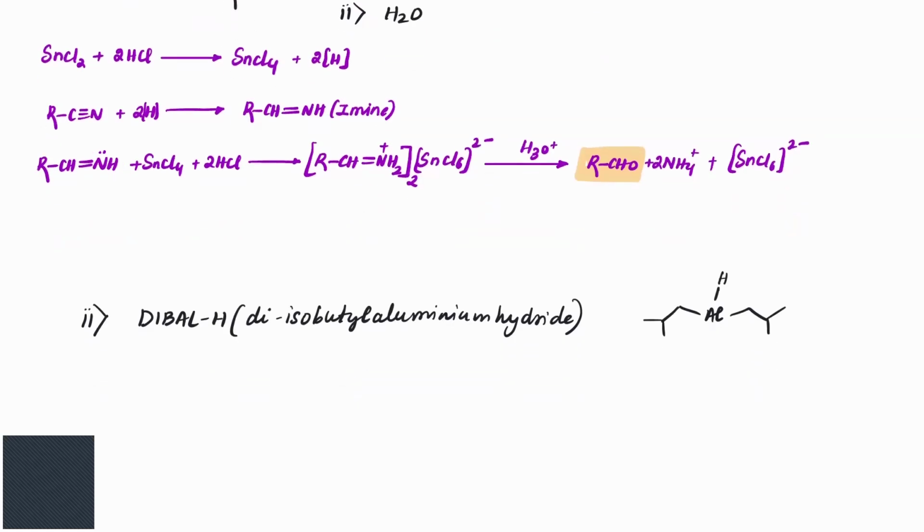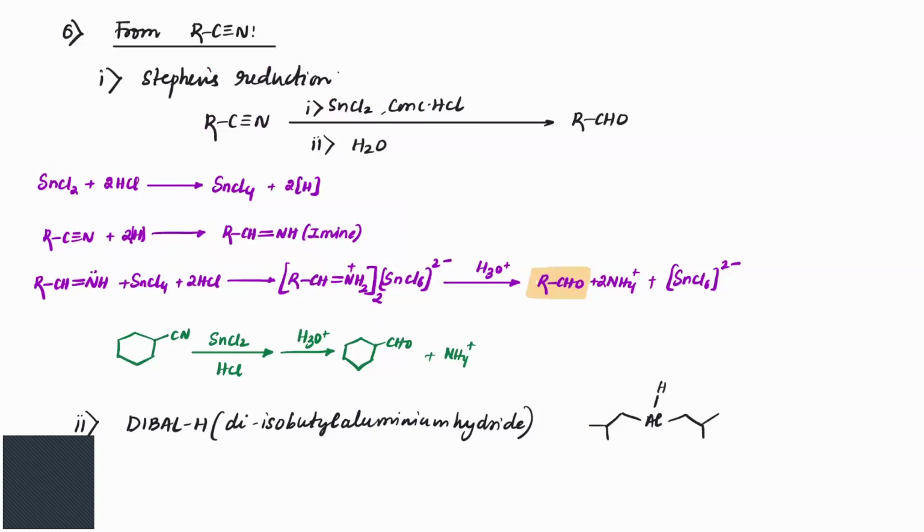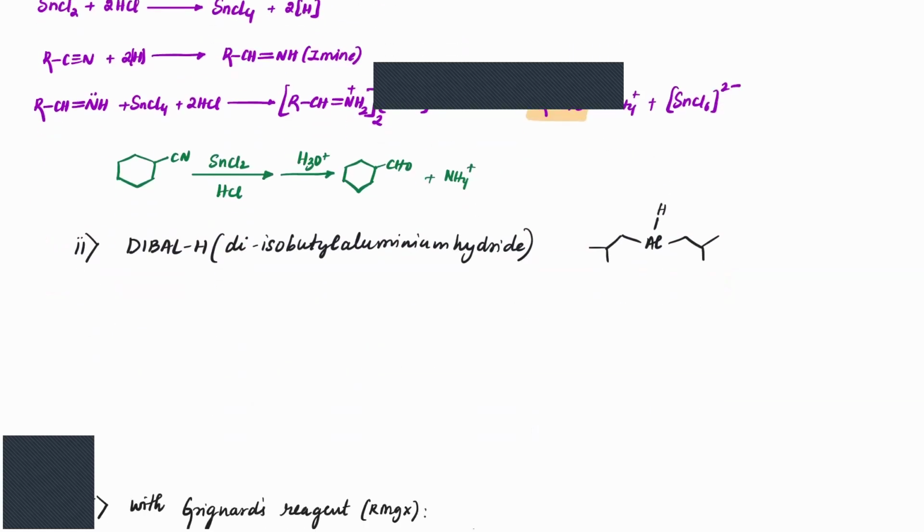So in case you have anything, so we have CN here, cyanides. If you react with SnCl2 and HCl here, followed by hydrolysis, then we'll get aldehyde plus ammonium form. Okay. Sorry, this is about Stephen's reduction, everybody. Next is DIBAL-H.